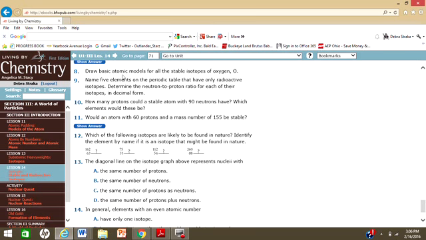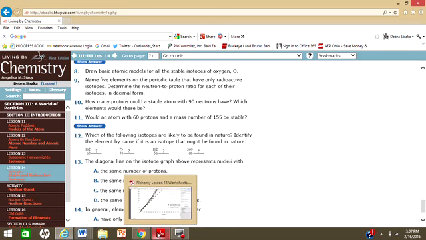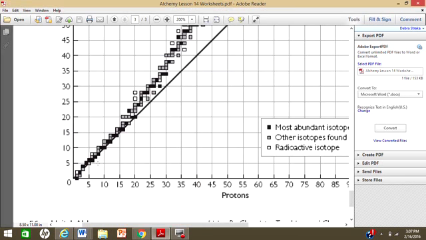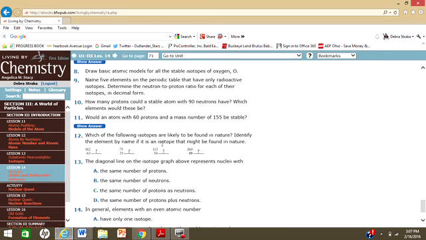Number 8. Draw basic atom models for all the stable isotopes of oxygen. So you're going to draw your regular atom models. Go back to our chart, and we saw that here's oxygen, has 8 protons. So we've got 3 stable forms of it. You're going to draw all of them, and they will all have your 8 protons, and then these ones will have different numbers of neutrons. You just look across and figure out what they are. And then all of them will have 8 electrons because they're stable and neutral atoms. Go ahead and hit pause and draw those.